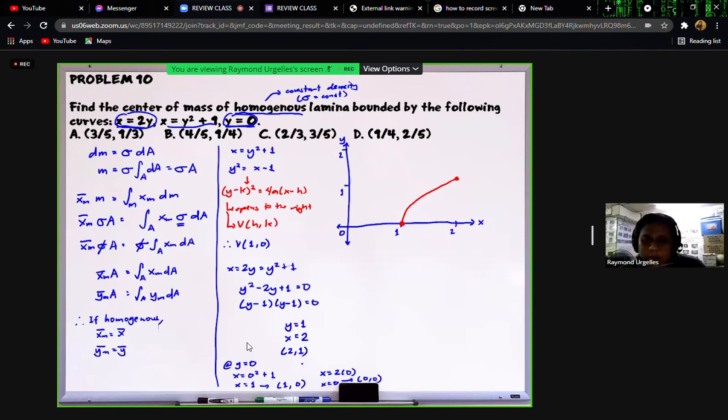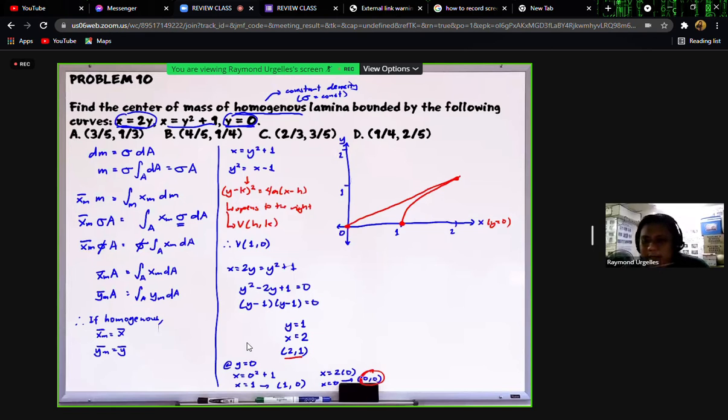So again, for the line, aside from this intersection at 2, 1, its intersection with y equal to 0, that's actually the x-axis, is at the origin, 0, 0. So dumadaan din dito yung line natin. Therefore, this will be our line.